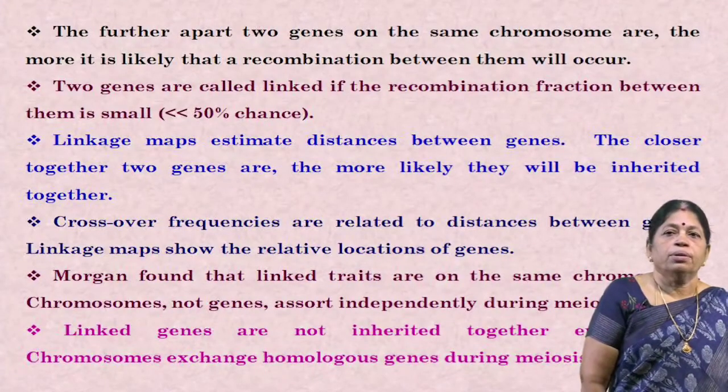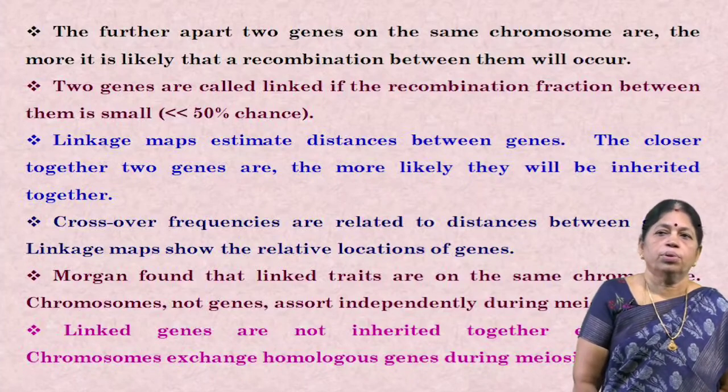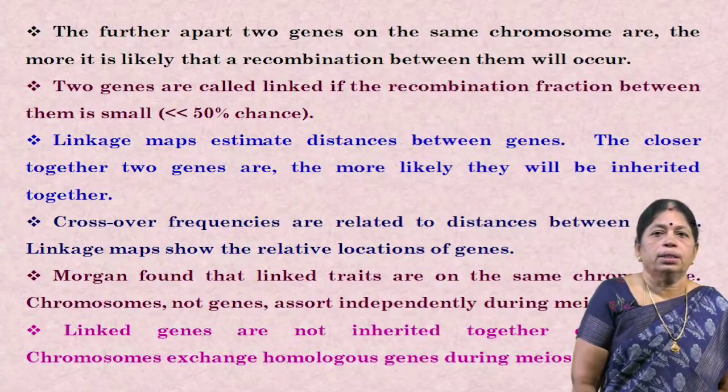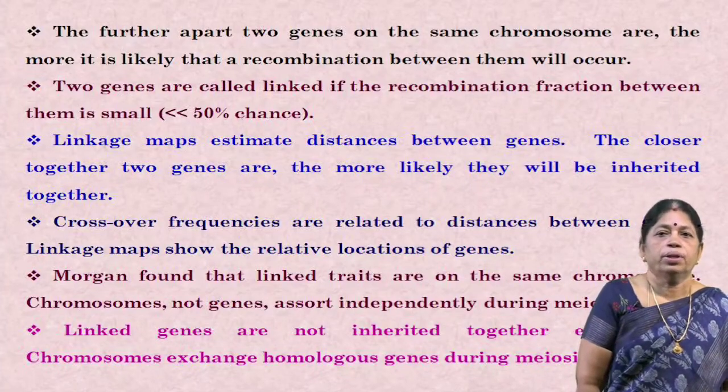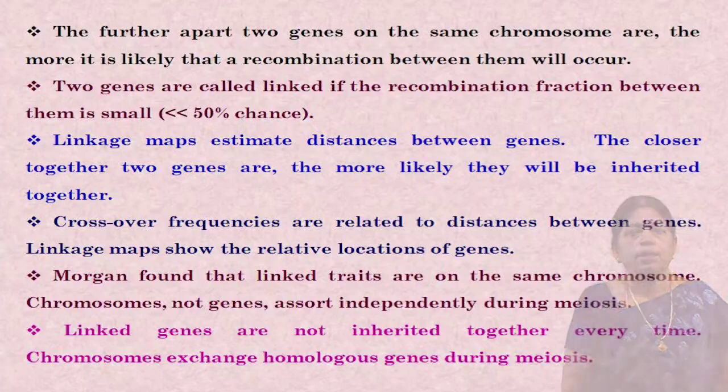So it is seen that the further apart 2 genes are on the same chromosome, the more likely it is that a recombination between them will occur. So 2 genes are linked if the recombination fraction between them is small. A linkage map estimates the distance between the genes. The closer together 2 genes are, the more likely they will be inherited together. If the genes are arranged closely, they will be inherited strongly together. So crossover frequency is related to the distance between the genes. A linkage map shows the relative location of the genes.